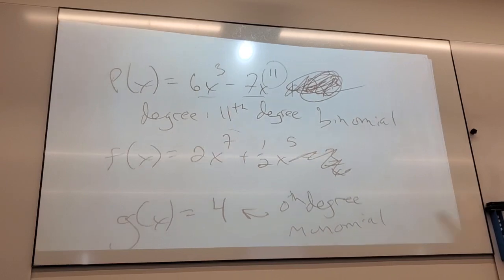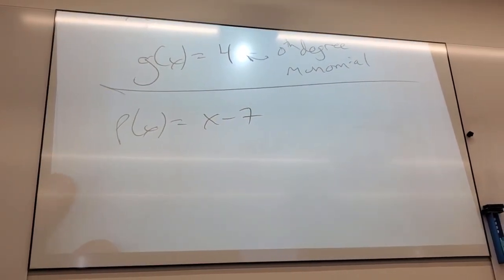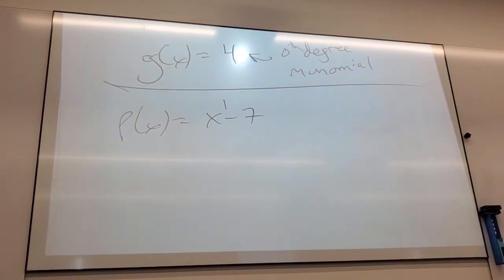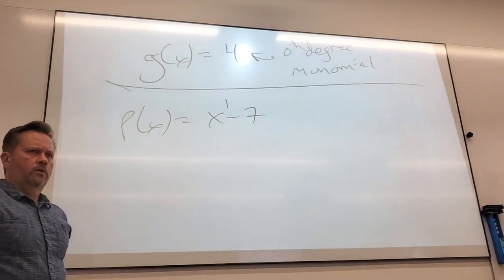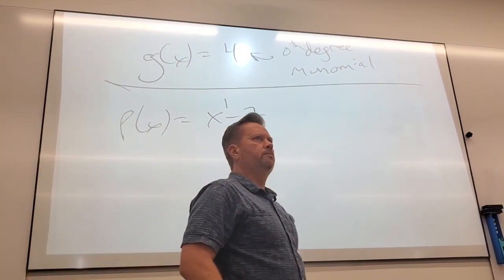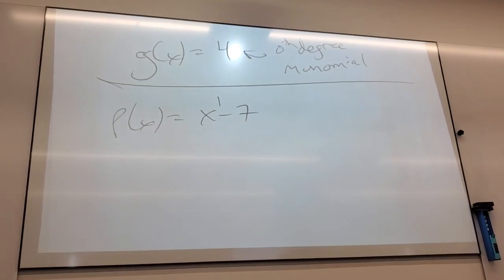Just an x to the first. Yeah, so is this a first degree polynomial? Yes, because the variable is to the first power. And would that be a monomial or a binomial? How many terms are there? 2. Okay. So that's a binomial.